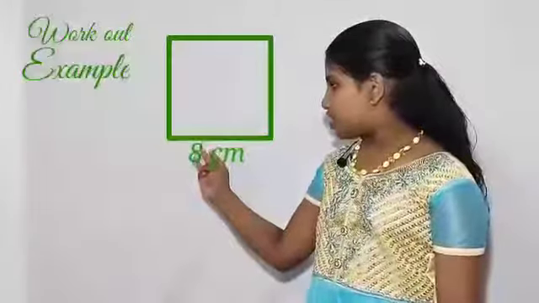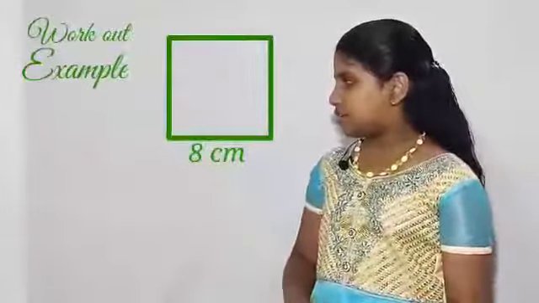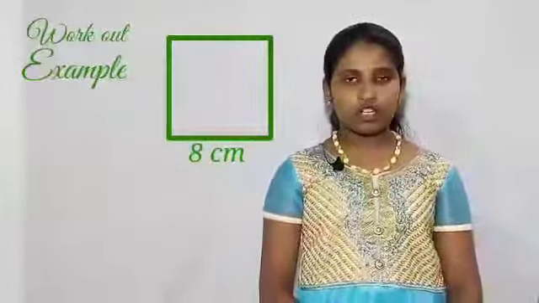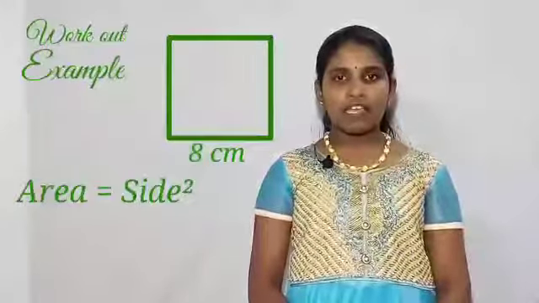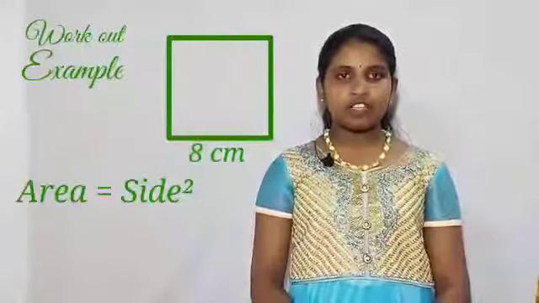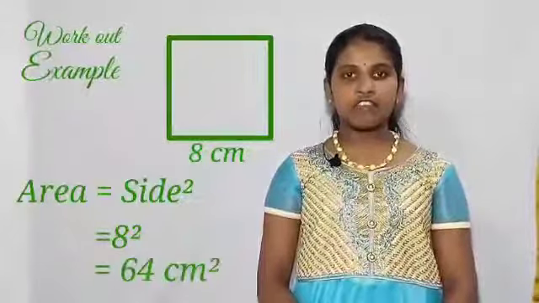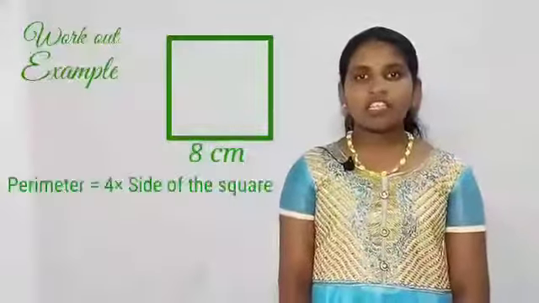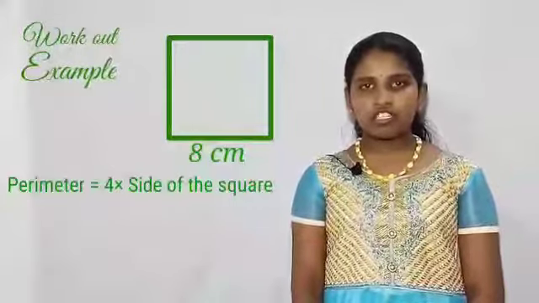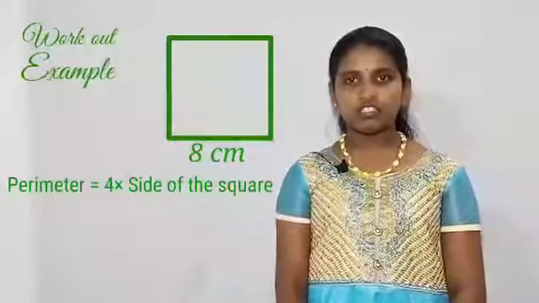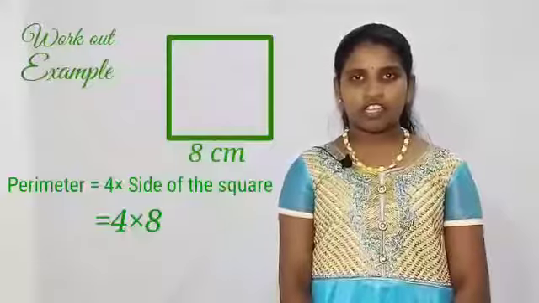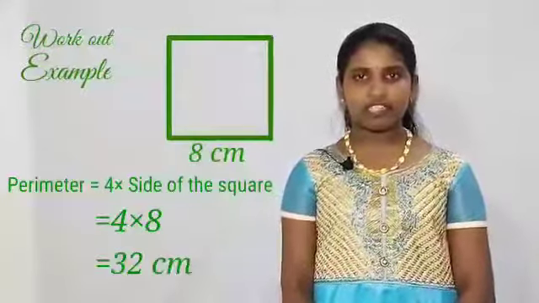Worked example. In this figure, the side of the square is 8 cm. Then we calculate its area by side square, which is 8 square. The answer is 64 cm square. Then perimeter, 4 into side of the square is equal to 4 into 8, that is equal to 32 cm.